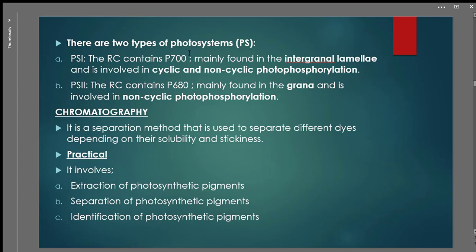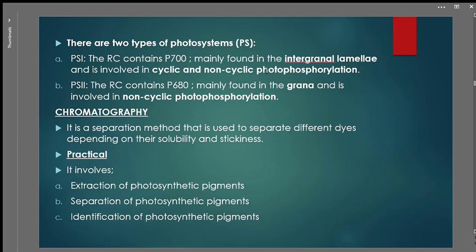Now the P700, that is photosystem 1, is involved in both cyclic and non-cyclic photophosphorylation. But photosystem 2, whose reaction center contains the P680, is majorly found in the grana, and this one is involved only in the non-cyclic photophosphorylation.